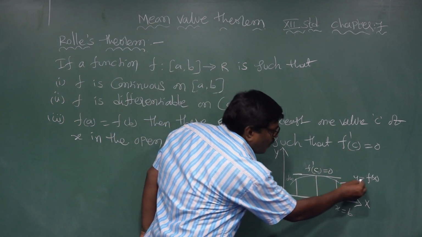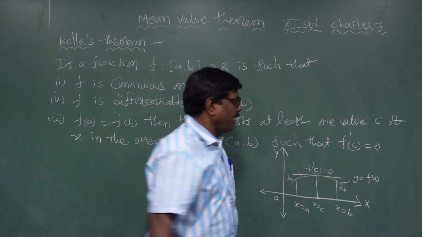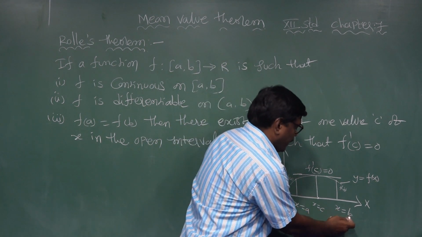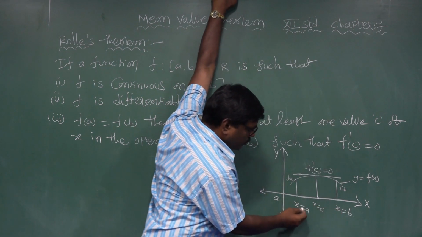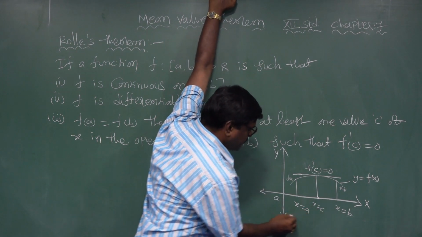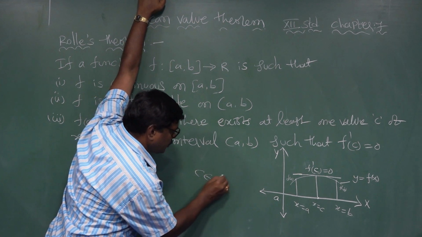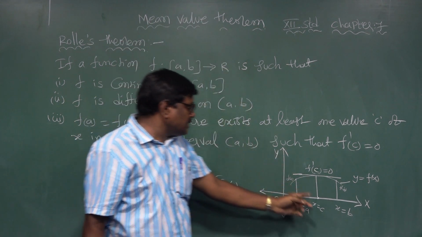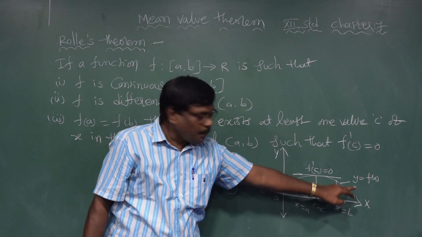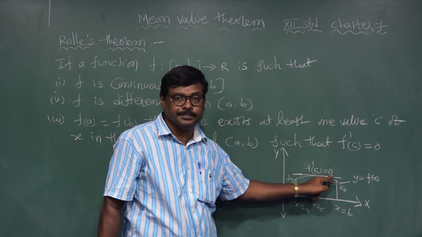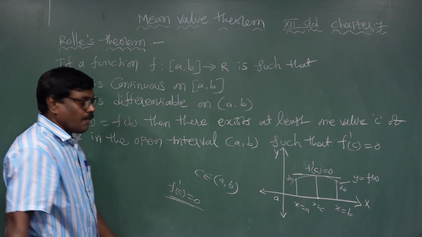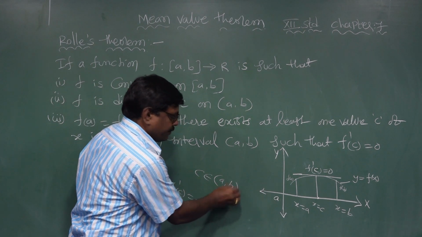In this diagram, this curve is y equals f of x. These lines are x equals a and x equals b. For this curve, in the open interval, some c belongs to a, b, and the line x equals c, the tangent, is parallel to the x-axis, so f dash equals 0. The third condition, f dash c equals 0, is used to find c belonging to a, b.